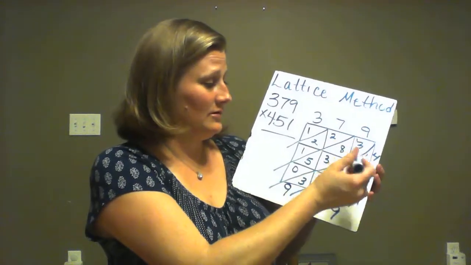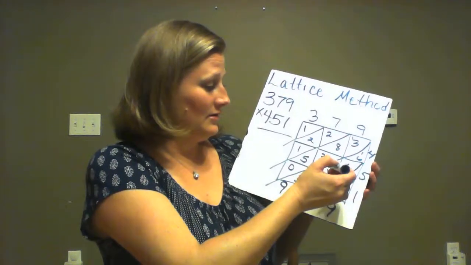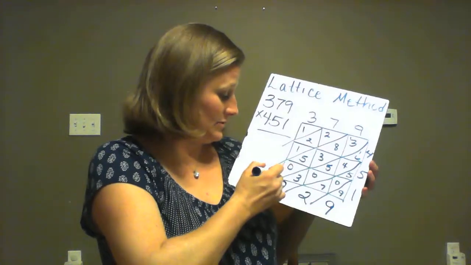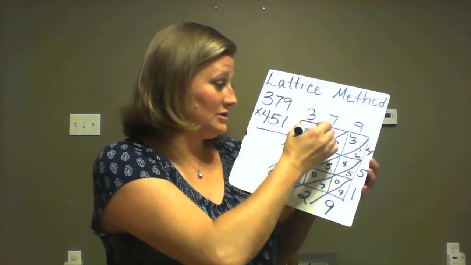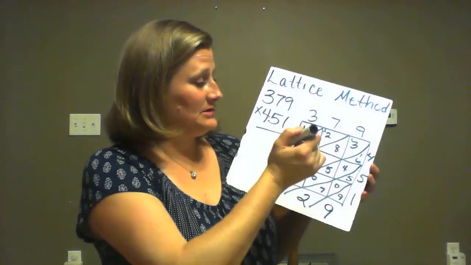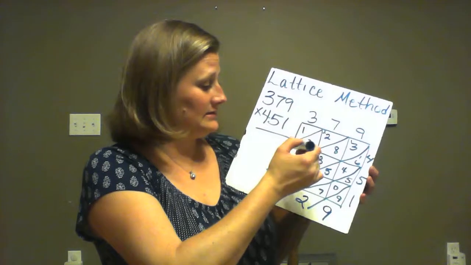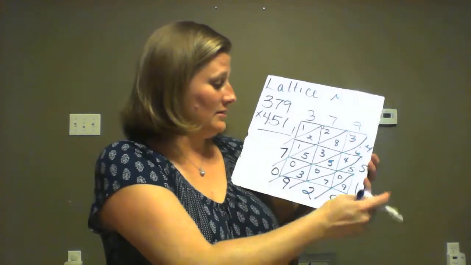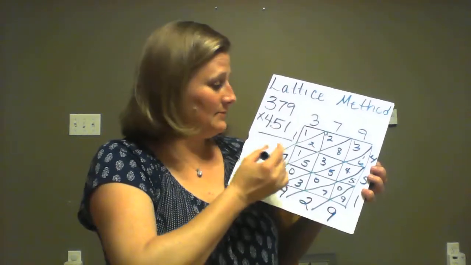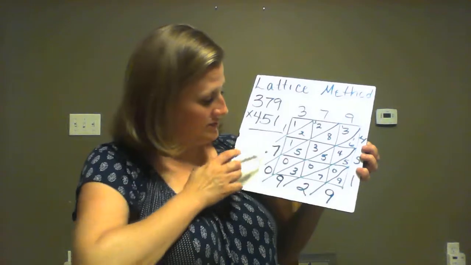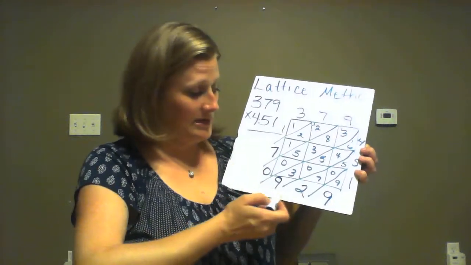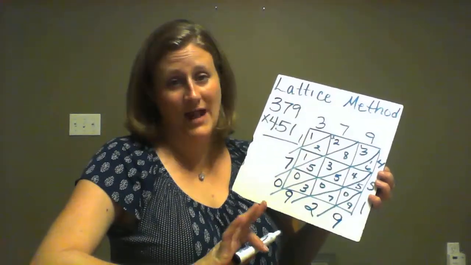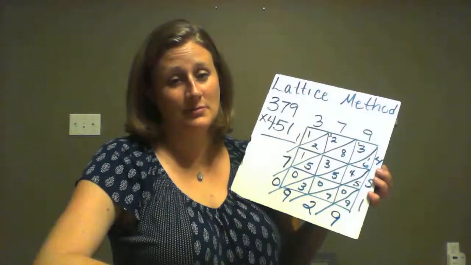1 plus 3 is 4. Plus 8 is 12. Plus 3 is 15. Plus 5 is 20. Plus 0. So I'm going to put a 0 and carry a 2 for 20. 2 plus 2 is 4. Plus 2 is 6. Plus 1 is 7. And lastly, we have our 1. So reading this, your number ends up being 170,929. So the lattice method can work for any number of multiplication problems that you're doing.